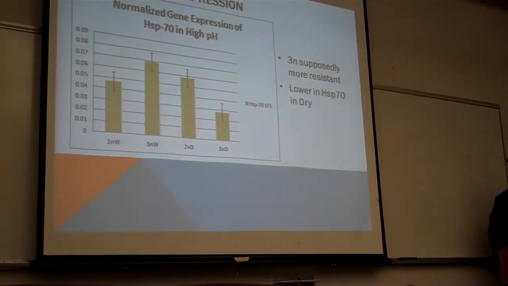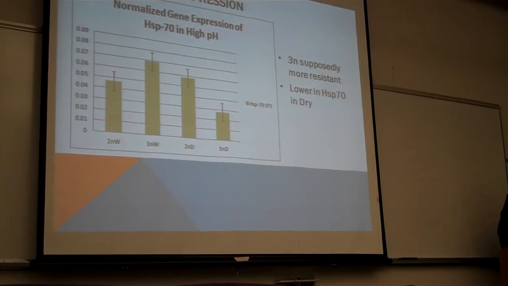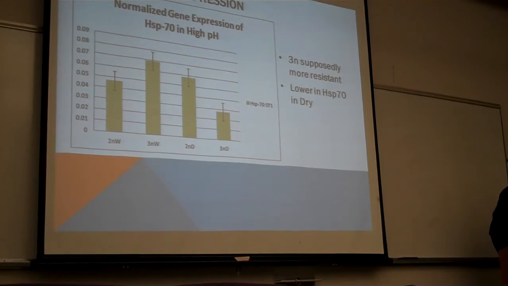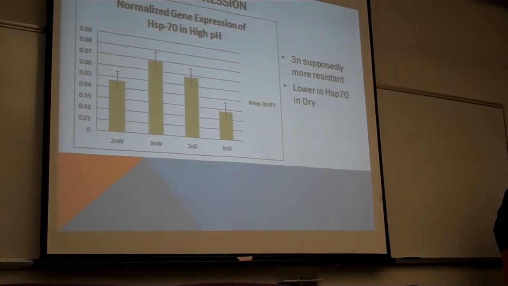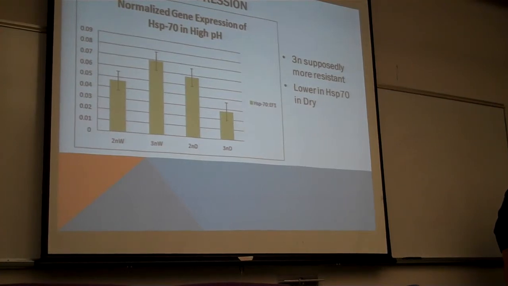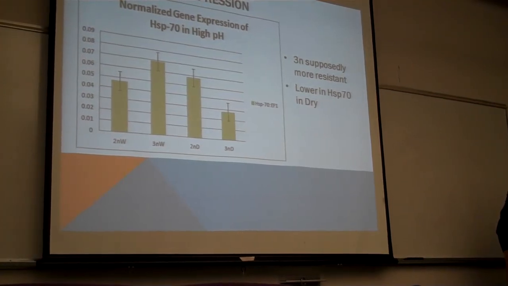I did HSP70 gene expression, and this is a graph of the normalized gene expression for diploid wets, 2NW, triploid wets, 3NW, 2N dry, which is diploid dry, and 3ND, which is triploid dry. I used the wet environments as a control and the dry environments as the treatment, mostly because when they close their shell, it creates a more acidic environment, so I used that as my stressor. Then I used elongation factor to level out the HSP70 amounts in each oyster and normalize the data.